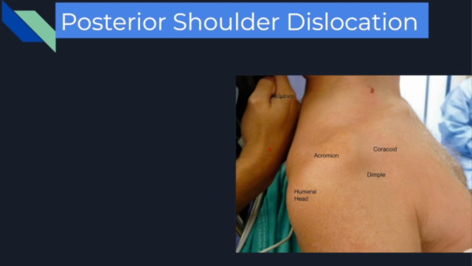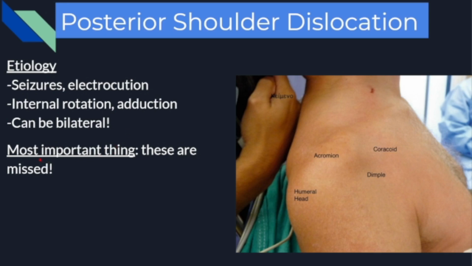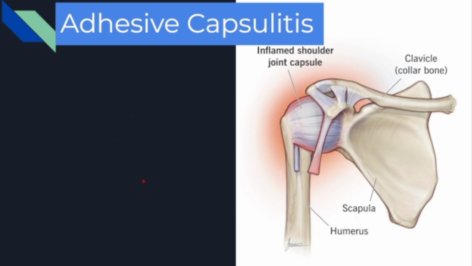Okay. So posterior shoulder dislocations. Think of seizures. Think of electrocution. Okay. Think internal rotation, adduction. They are frequently bilateral. Okay. As you can imagine, both seizures and electrocution do not affect one joint in isolation. And they don't typically, they definitely can. Most important thing is that these are missed. Management is pretty similar to anterior.